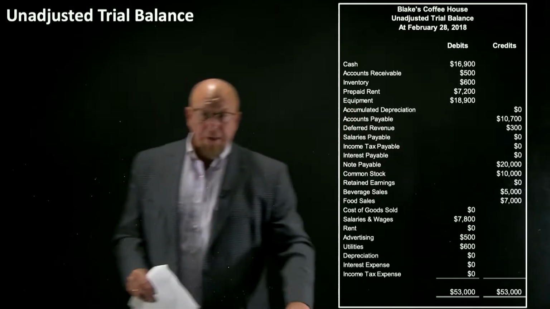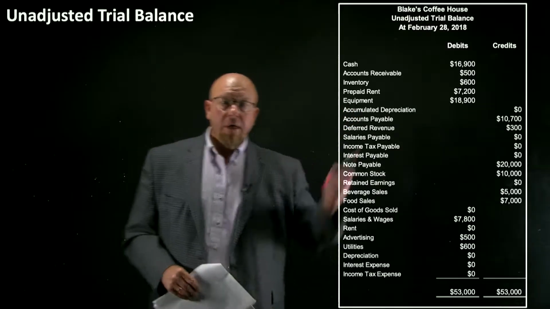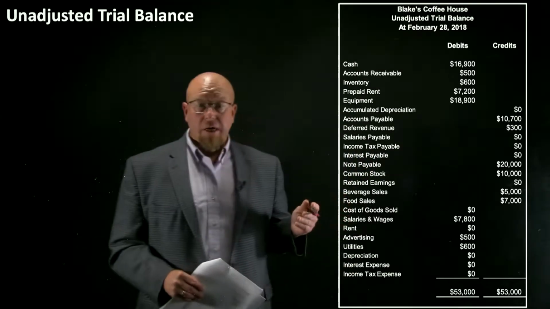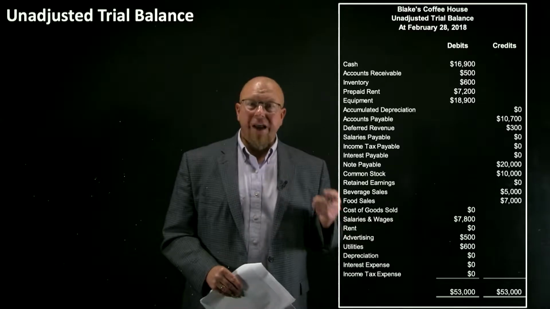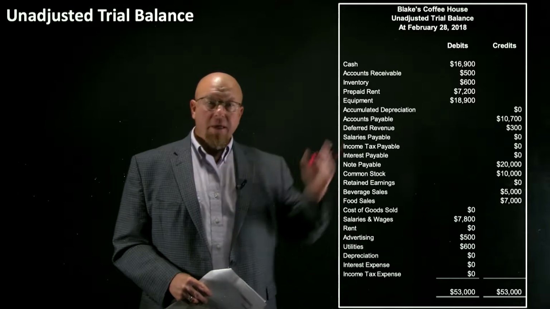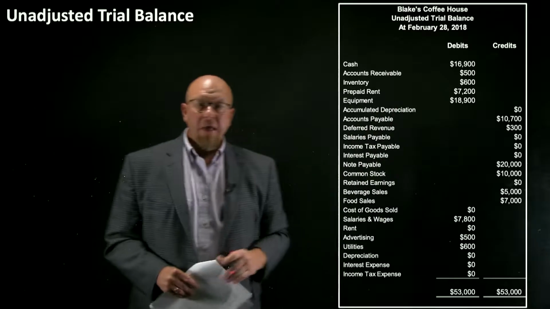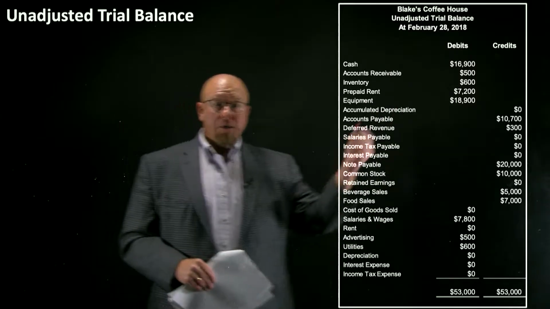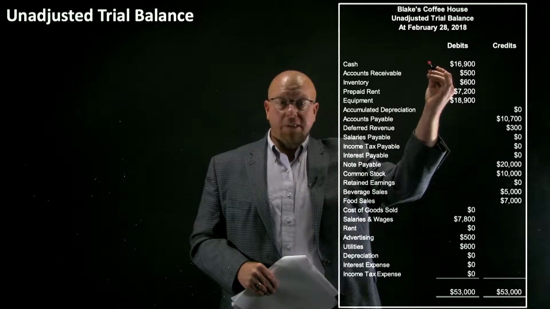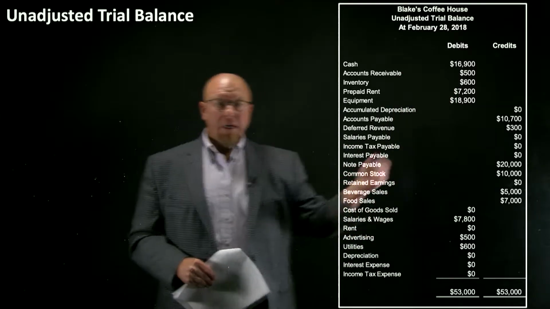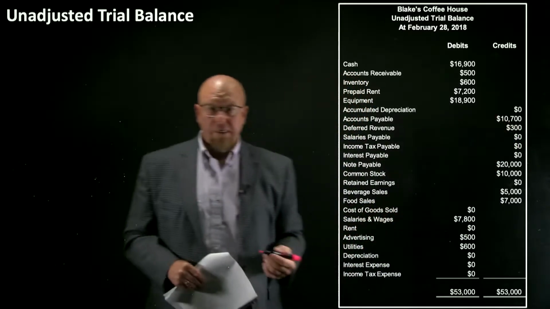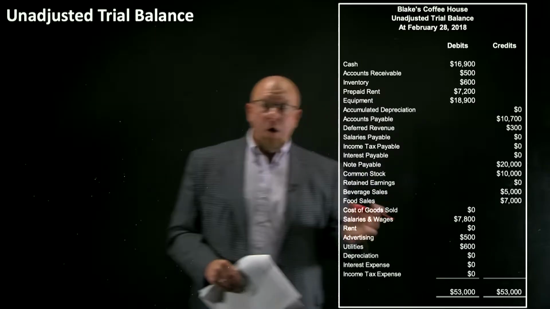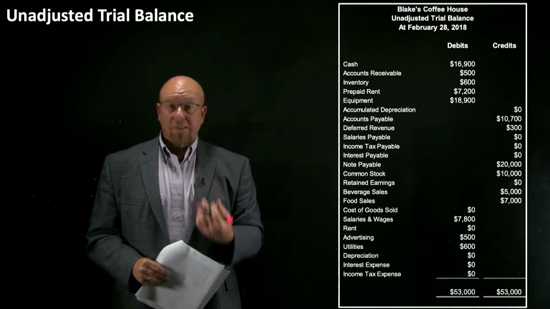Remember this unadjusted trial balance. You may have seen this in a previous video. We've got our accounts. As a reminder, the trial balance is simply a listing of the accounts and whatever their balances are at a particular point in time. This happens to be the end of February. February was our first month of operations for this coffee house. And you may recall that we ended February with $16,900 in cash, and we had $10,700 in accounts payable. And we had some revenues and we had some expenses. All of those are the result of cash transactions.